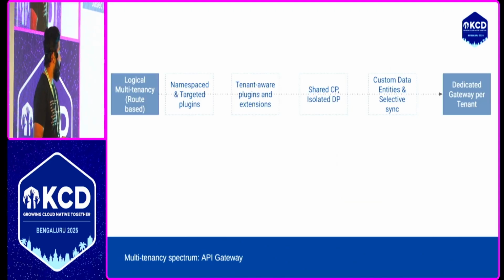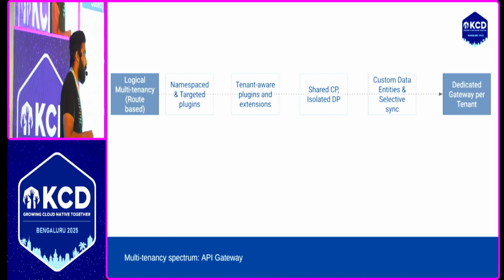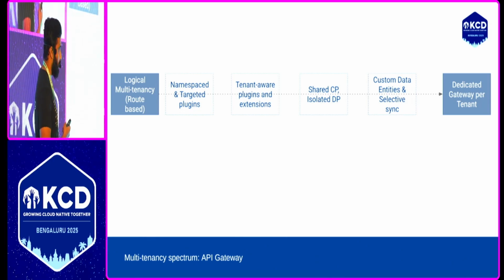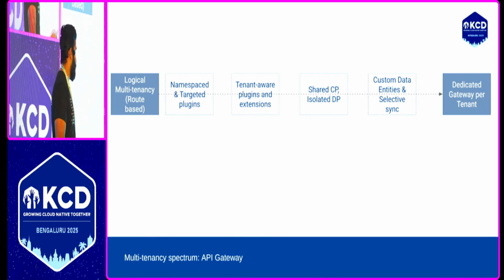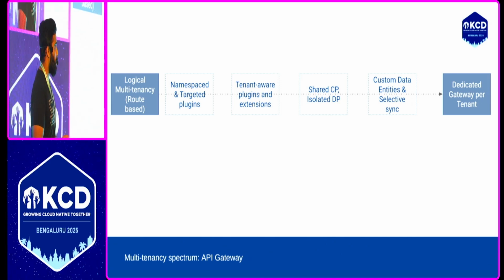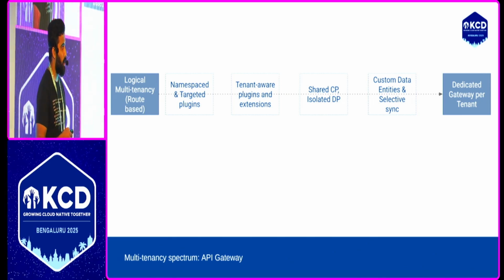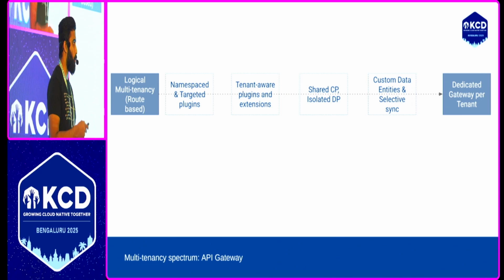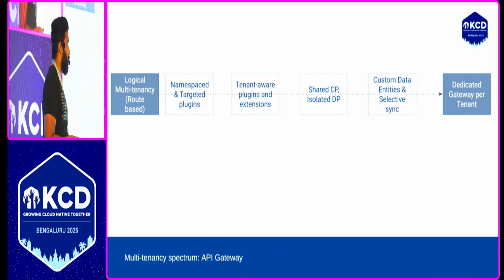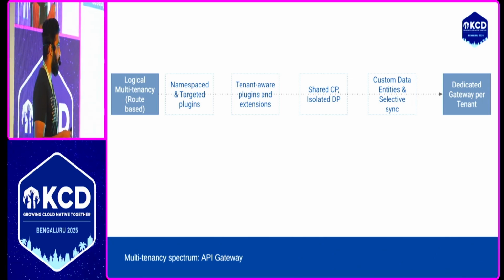Now, if we were to draw parallels with the spectrum that we saw earlier for Kubernetes multi-tenancy, there's a somewhat similar implementation where you start from the logical implementation and go to the physical implementation, where you have dedicated API gateways for every tenant. But with the logical multi-tenancy for the API gateway, it is simply a different route for every tenant. A route in Kong is just the way Kong routes the traffic to different applications. So you can have different routes for every tenant.